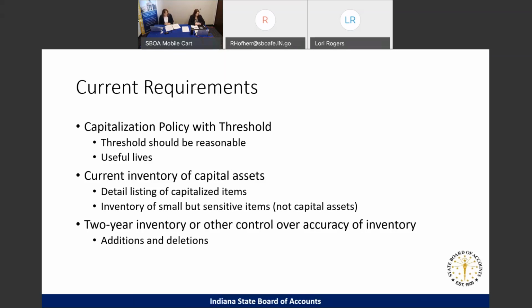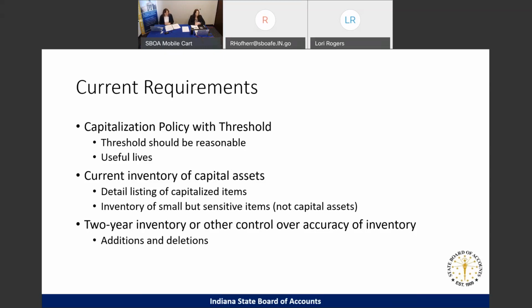So here's one situation, or actually two situations, where the inventory serves more than one purpose. On the one hand, it supports the financial reporting accuracy. On the other hand, with those small items, it actually serves as a safeguard of county assets. So you see how it's serving both purposes, but we'll talk a little bit more about that. Every 2 years, a physical inventory needs to be done to verify the listing of capital assets and to make sure it's accurate and complete.